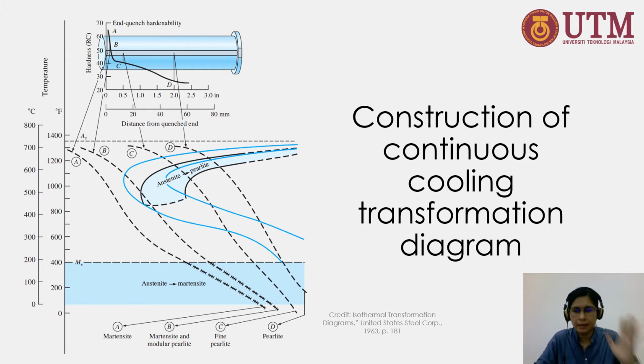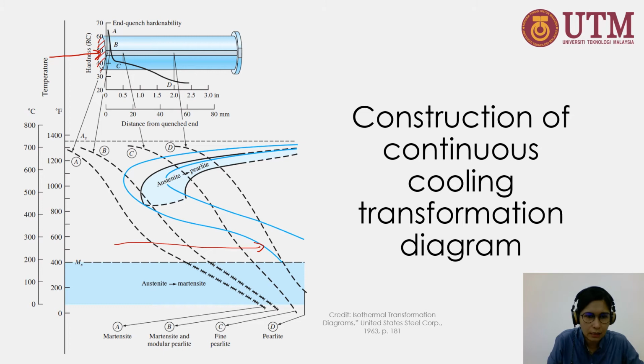They take the curve of the cooling rate at different locations. Here, this is the location where the specimen is being quenched. The water touches this location first, so the highest cooling rate is at that point. As you can observe, the cooling rate decreases from that end towards the other end. So what they did is that at different locations, they observe when the transformation starts and ends.